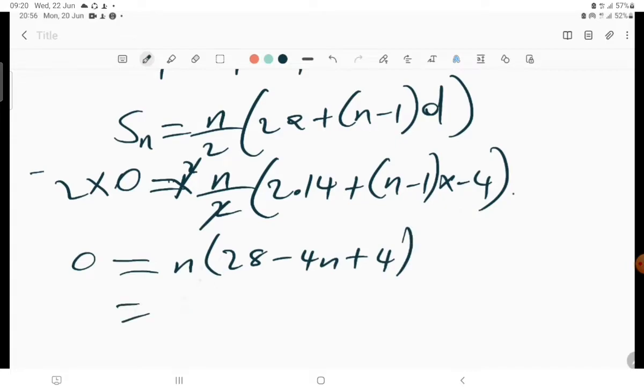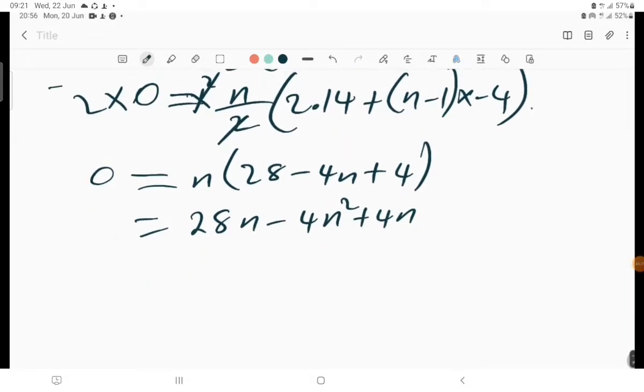Now distributing this n inside, you have 28n minus 4n squared plus 4n. Then we can always add things over here: 28 plus 4 is always going to give us 32. Then we have 32n minus 4n squared is equal to 0. So we can now take out the common factor, which is 4n.